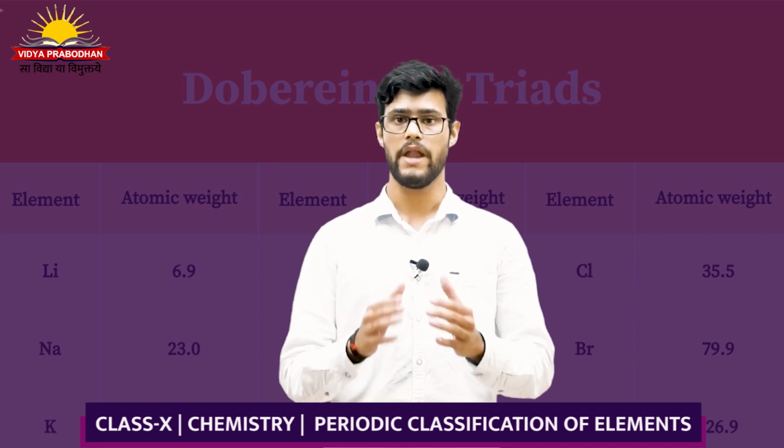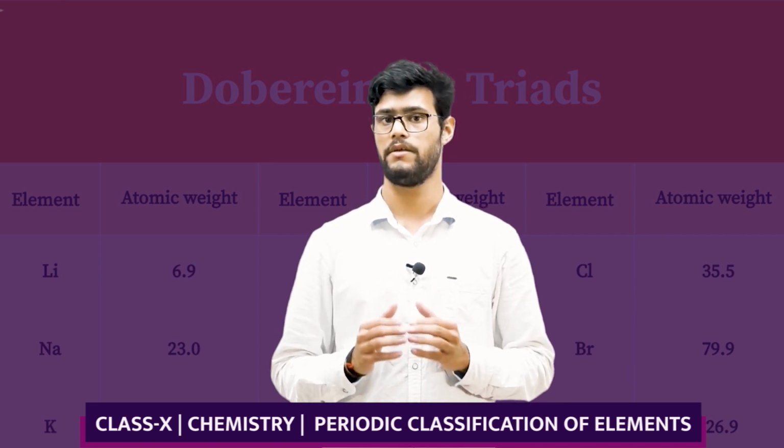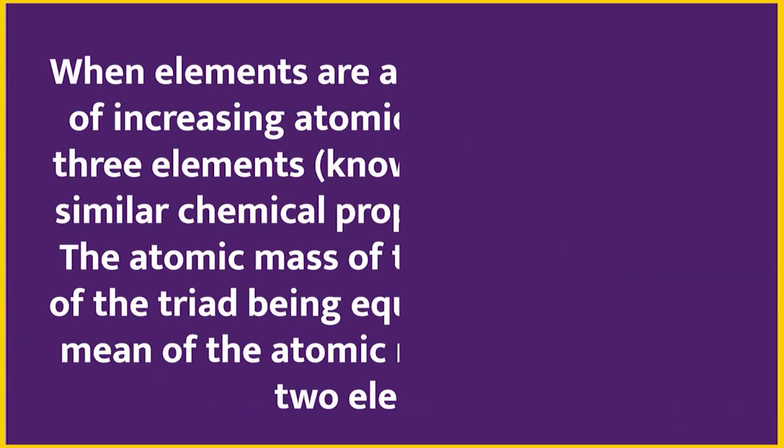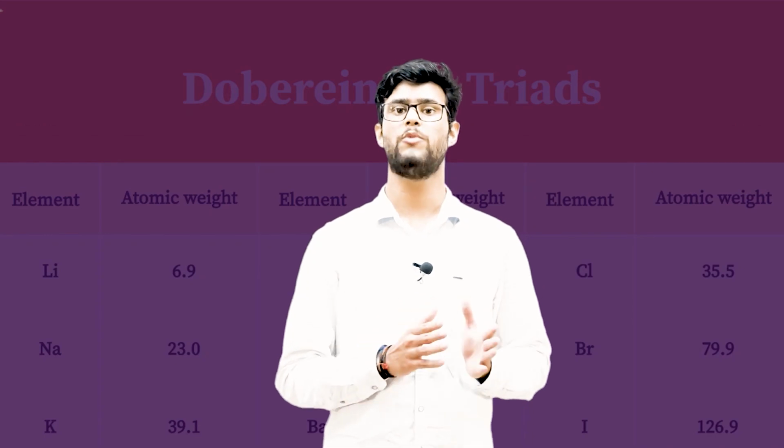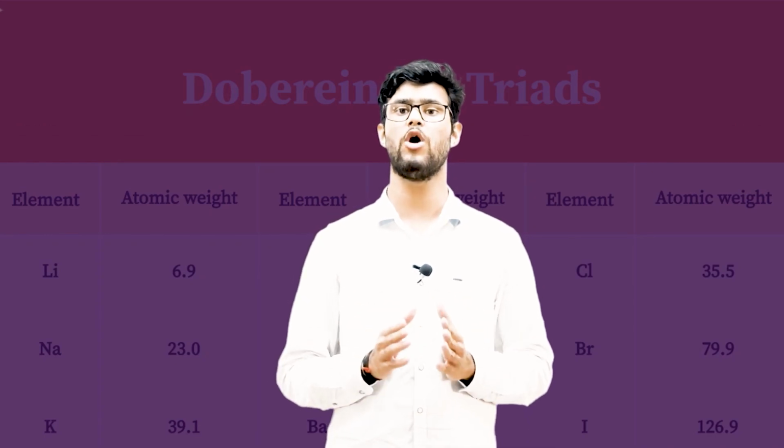According to Dobereiner's law of triads, when elements are arranged in order of increasing atomic masses, groups of 3 elements known as triads, having similar chemical properties, are obtained. The atomic mass of the middle element of the triad is equal to the arithmetic mean of the atomic masses of the other 2 elements. This point will become clearer from the following examples.